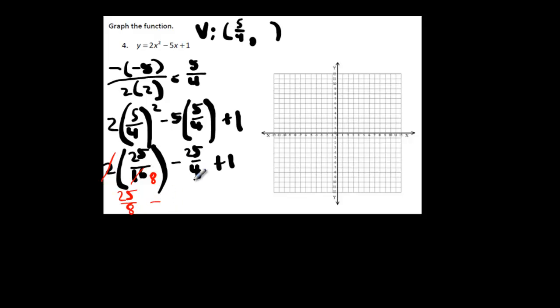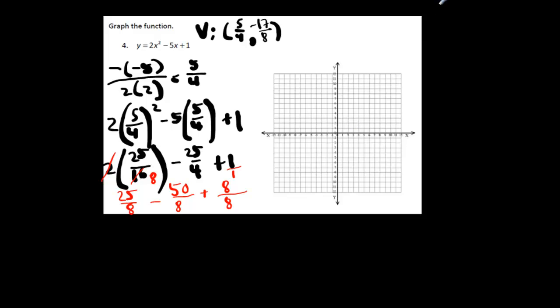minus, I'm going to make this eighths again. I'm going to multiply the denominator by 2, the numerator by 2. To make 1 into eighths, it's 1 over 1, remember. Multiply the bottom and top by 8. So 25, remember it's going to be over 8. So 25 minus 50 is negative 25. Negative 25 plus 8 is negative 17. So there's my vertex.